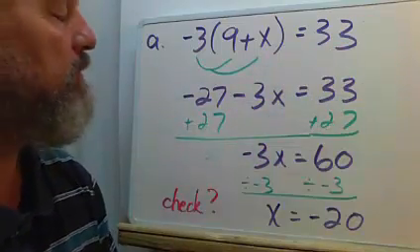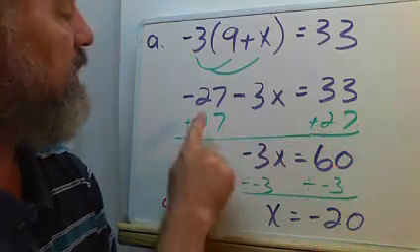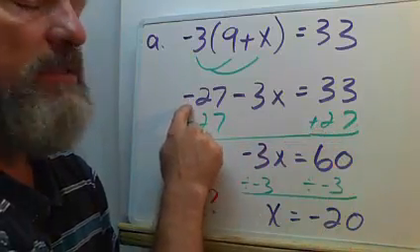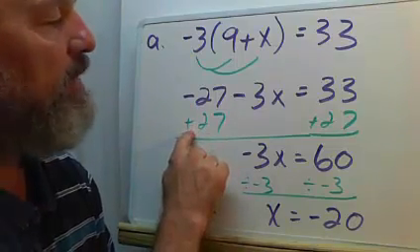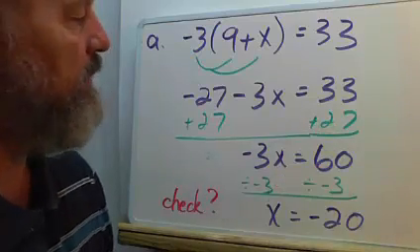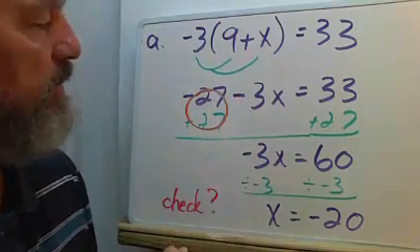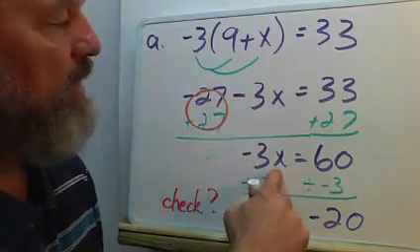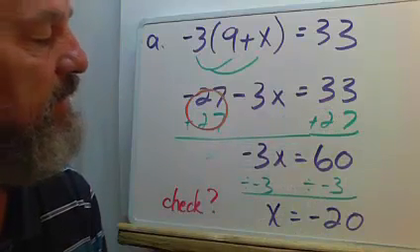And of course we have 33. And now it's a simple process of doing the steps that you've done in the past. We have a negative 27 here. In order to undo negative 27, we want to add 27 to that, and also add 27, of course, to the other side of the equation. This becomes a zero pair, so it zeroes out. We have negative 3x equals 33 plus 27, which is 60.